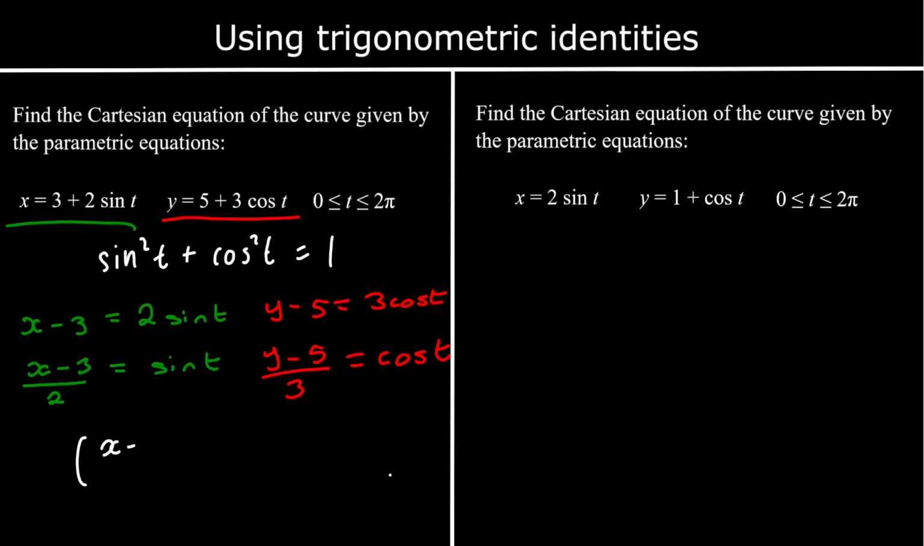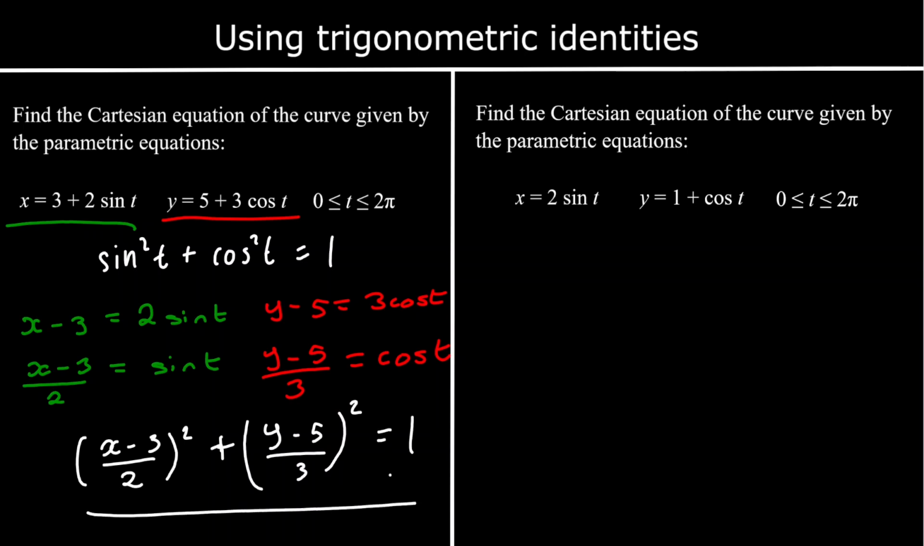So we have x minus 3 over 2 squared plus y minus 5 over 3 squared equals 1. That is our Cartesian equation. One for you to try. See if you can give it a go.